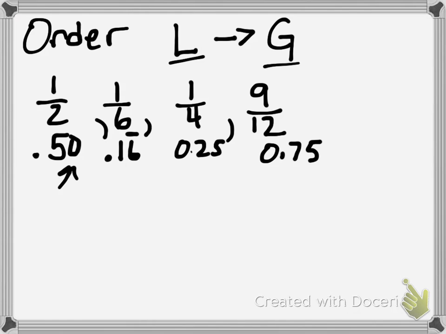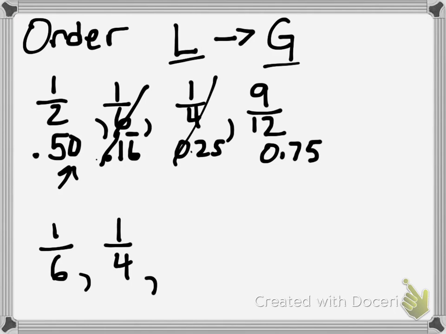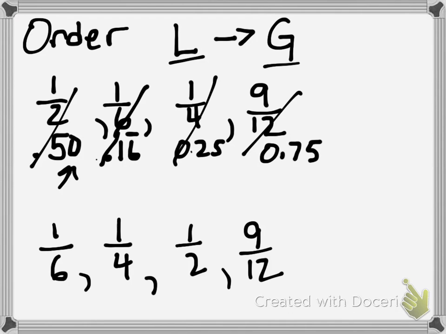So 1/6, because we essentially have 0.16 here with that 6 repeating, this is going to be our smallest number. So I would write that first if I was putting these in order from least to greatest. And I might do a simple cross out or something like this to let me know I had done this one. Next I'd have 1/4. Then I would have 1/2. And lastly I would have 9/12. And now those are correctly ordered from least to greatest.